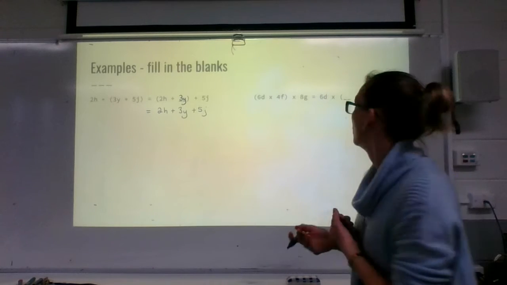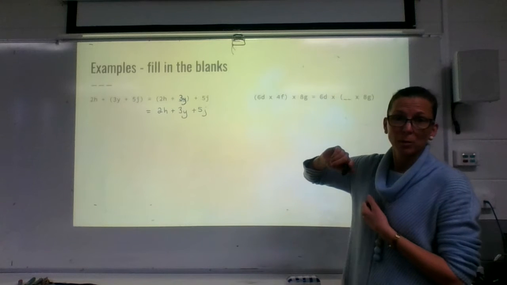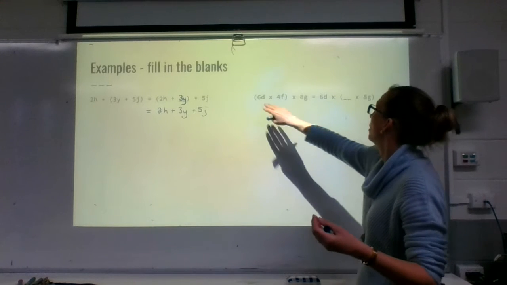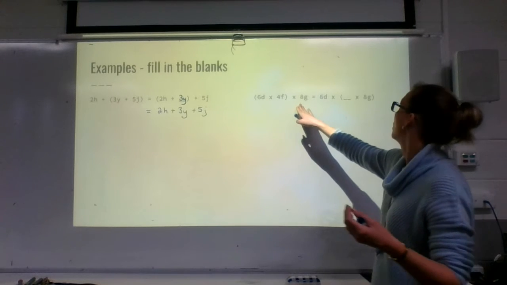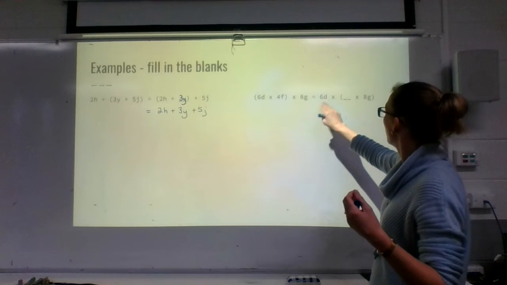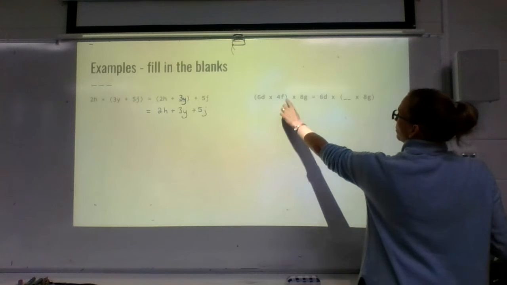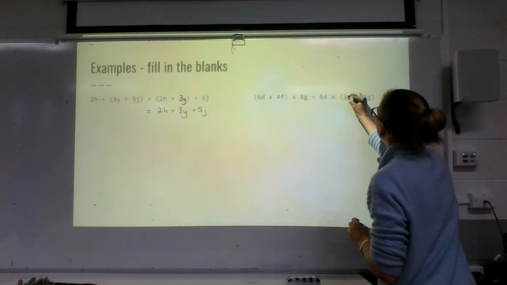This one doesn't. I've got a multiplication, so I can use the associative law. 6d times 4f brackets times 8g is 6d on its own times, now it wants me to move this 4f inside the bracket.